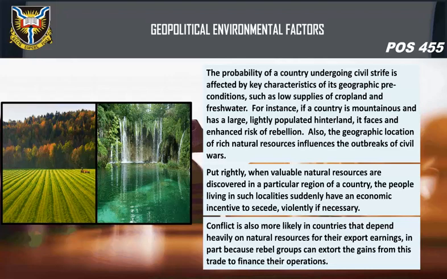Geopolitical environmental factors. The probability of a country undergoing civil strife is affected by key characteristics of its geographic preconditions, such as low supplies of cropland and fresh water. For instance, if a country is mountainous and has a large, lightly populated hinterland, it faces an enhanced risk of rebellion. Also, the geographic location of rich natural resources influences the outbreaks of civil wars.